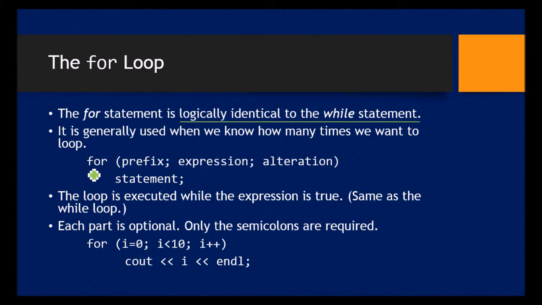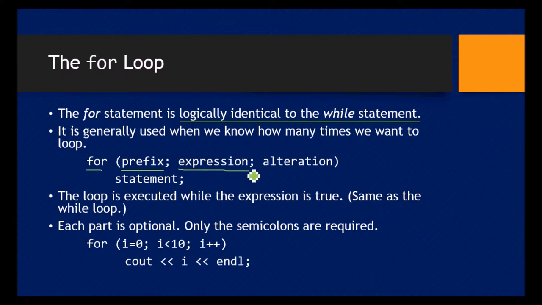The syntax is you have the word for, and then there are three parts inside the parentheses. So there's not just the expression like there was in the while loop, there's actually three parts. The first part here that I'm calling prefix actually happens outside of the loop. It happens before the loop begins, before the loop test begins. This is where you typically initialize your loop variables. In the while loop, we said count equals zero before the while loop. So this is where you would put your count equals zero. This is not in the body of the loop. It happens before the test.